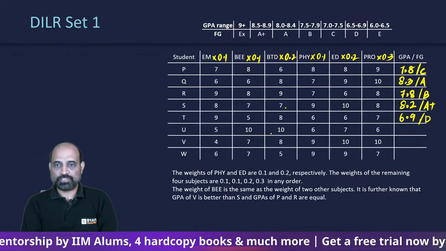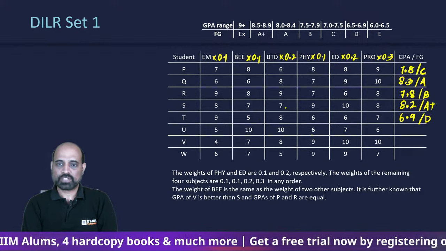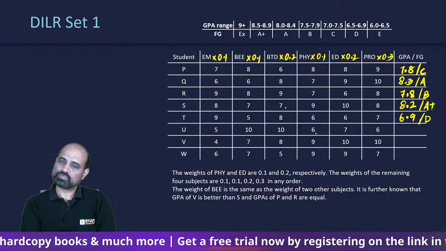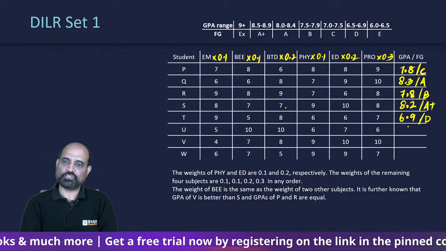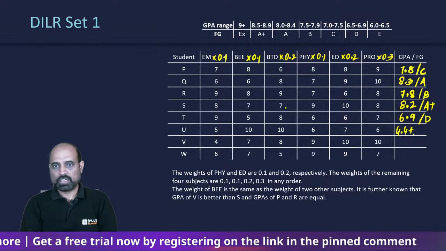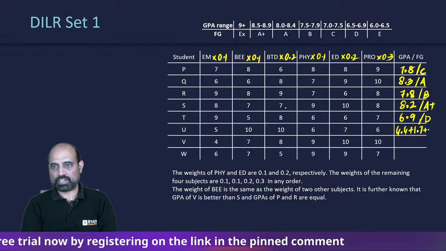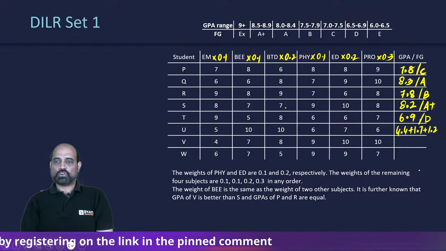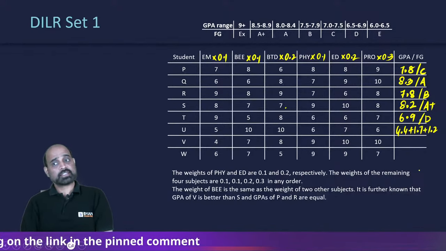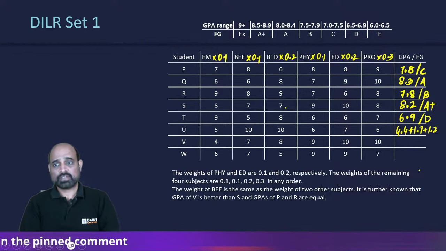For U, we have 10, 20, 30, 39, 44. So 4.4 plus 1.7 plus 1.2. 4, 5, 6, 7, 7.3.